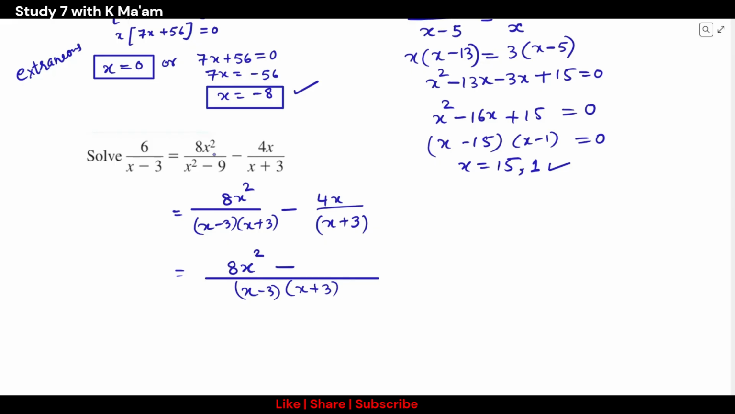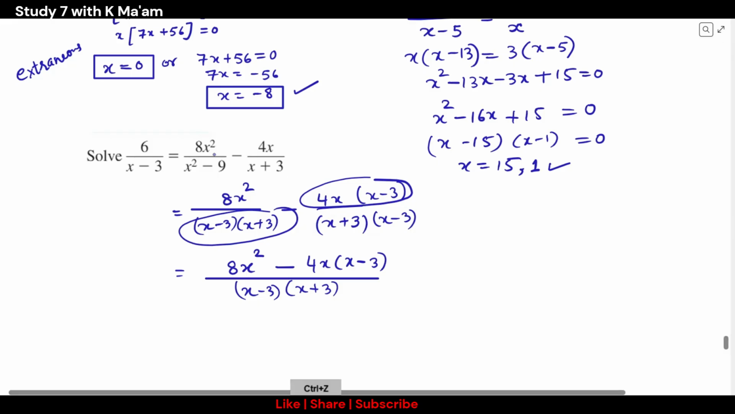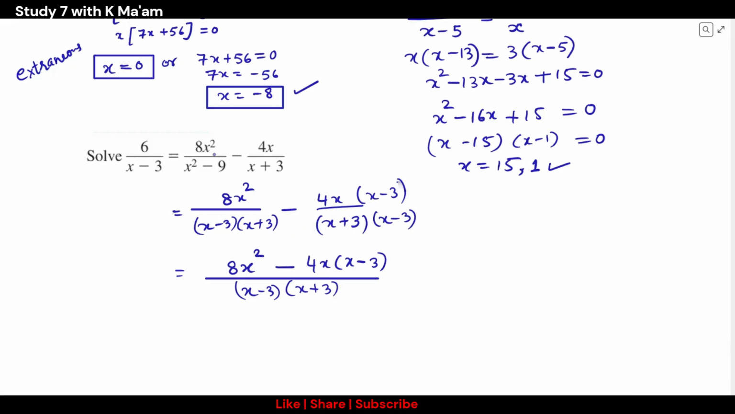Minus. But this second term has only one factor, so I need a second factor here also, so multiply with that x minus 3, because only x plus 3 is there. The common denominator is x plus 3, x minus 3. That x minus 3 is not here, so we multiply it and we divide it. When we multiply it, it is in the numerator. When we divide, it is in the common part. Left side as it is.